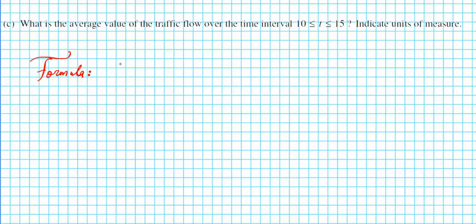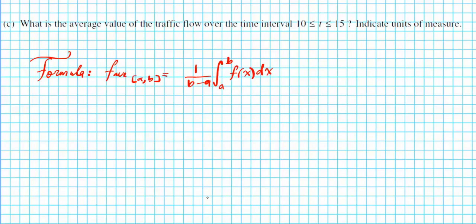The average value of f on an interval from a to b is 1 over b minus a, the width of the interval, times the integral from a to b of the function. You're basically taking the area and dividing it by the width, so you get the height. That's what you're doing, okay?